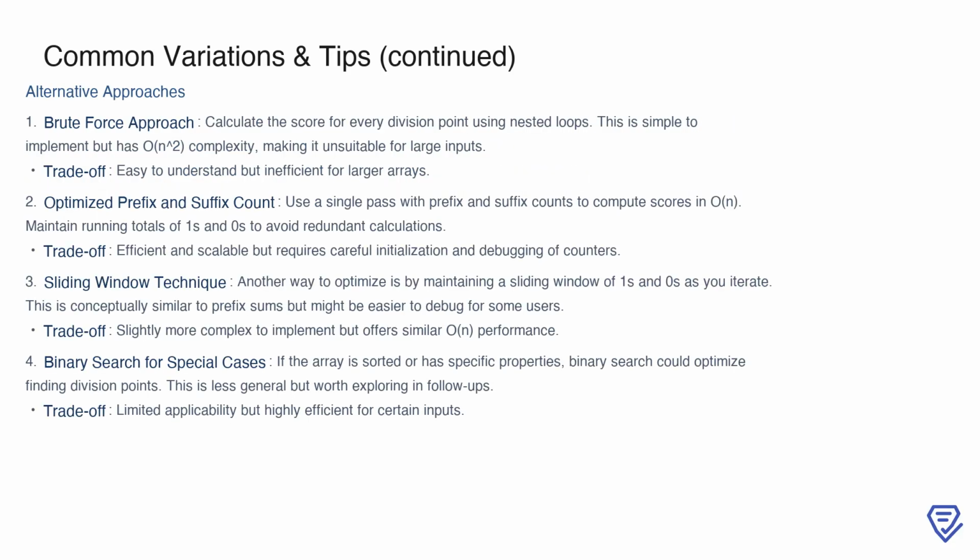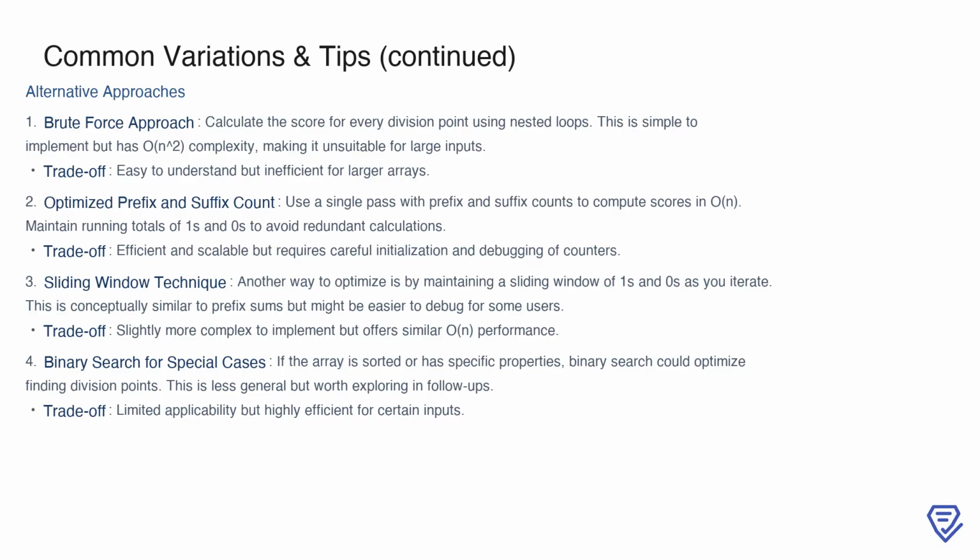There are several approaches you can consider when solving this problem. The brute force method involves calculating the score for every division point using nested loops. While this approach is straightforward to implement, its O(n^2) complexity makes it unsuitable for larger input sizes. A more efficient approach is to use optimized prefix and suffix counts. By maintaining running totals of ones and zeros, you can compute scores in O(n) without redundant calculations. However, this method requires careful initialization and debugging of your counters.